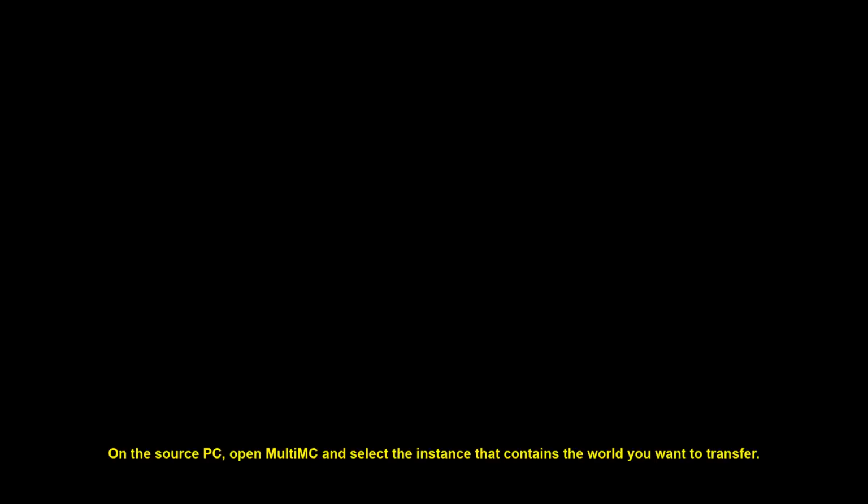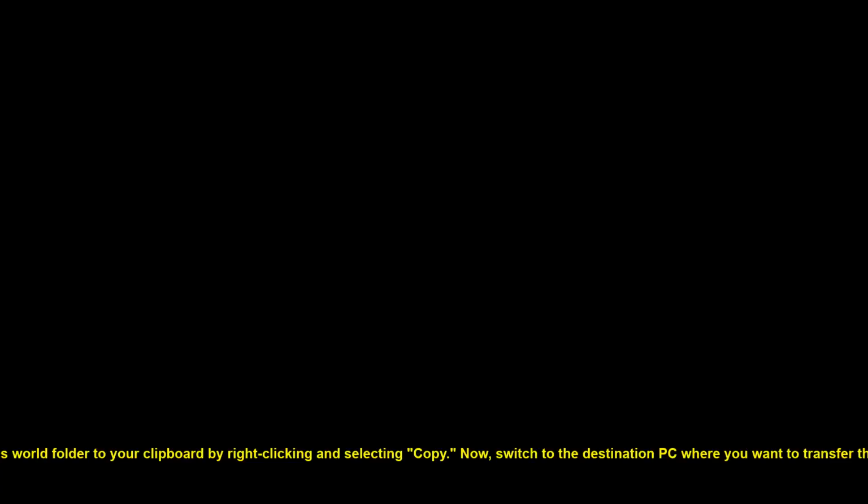On the source PC, open MultiMC and select the instance that contains the world you want to transfer. Right-click on the chosen instance and select Open Folder to access the instance's files. In the Open folder, navigate to the Saves directory. Locate the folder that corresponds to the world you wish to transfer. Copy this world folder to your clipboard by right-clicking and selecting Copy.